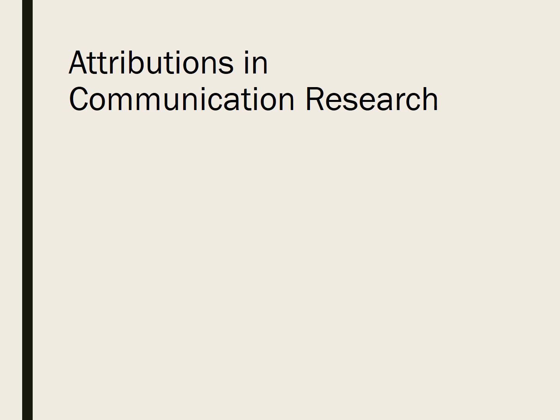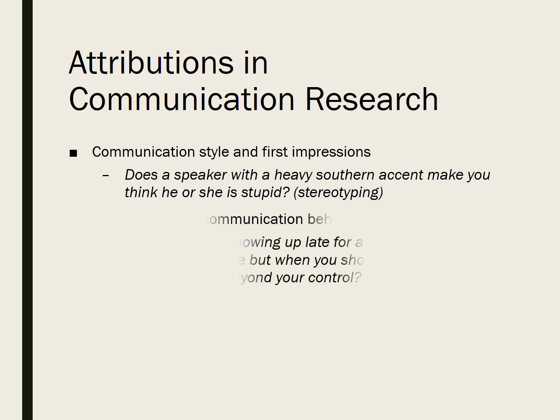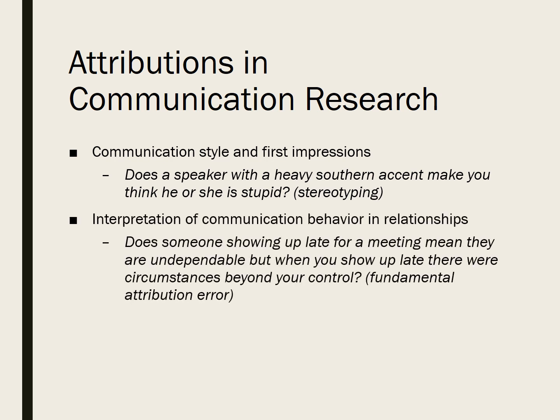Well, it can work in a lot of ways, and we can talk about some more examples in class. Communication style and first impressions. Does a speaker with a heavy Southern accent make you think he or she is stupid or ignorant? Well, if so, that's an example of a stereotyping bias. Interpretation of communication behavior in relationships. Does someone showing up late for a meeting mean they are undependable?